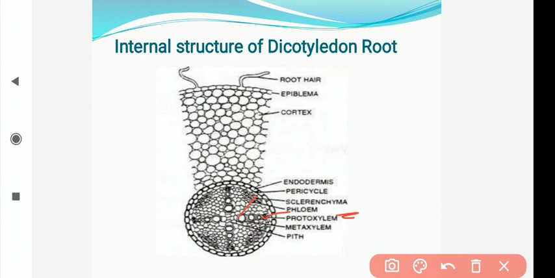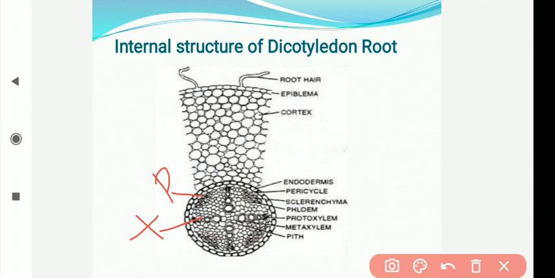So now the phloem patches are present alternately with the xylem strand. These are the phloem patches. Look at here. These are the phloem patches. This one. So here the xylem, here present phloem. So it shows the alternate and radial arrangement of vascular bundle.